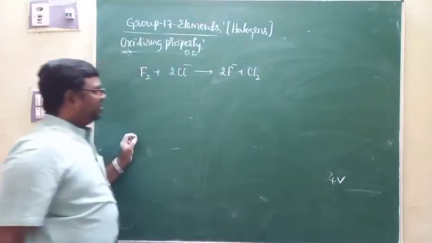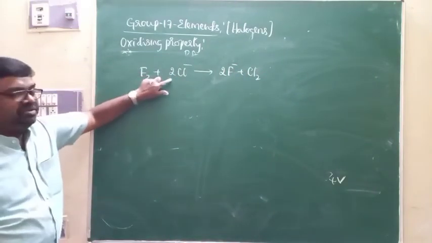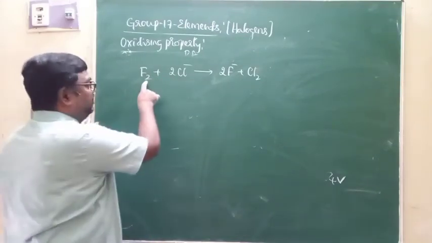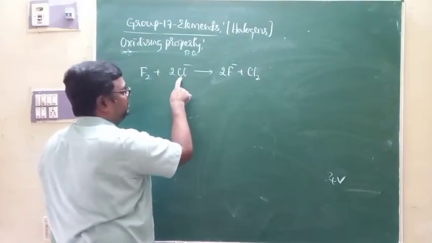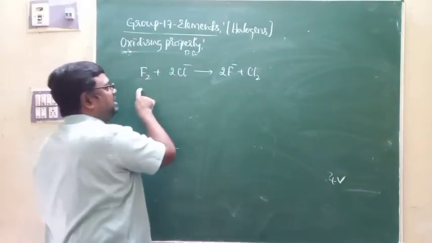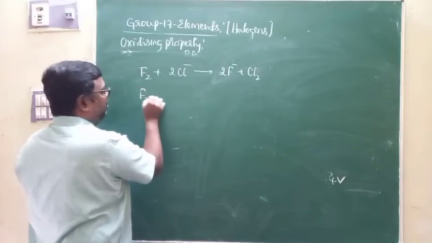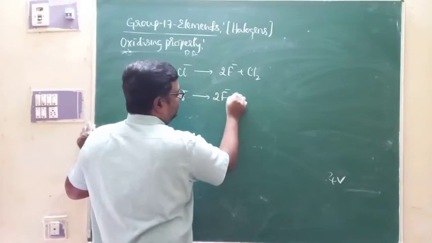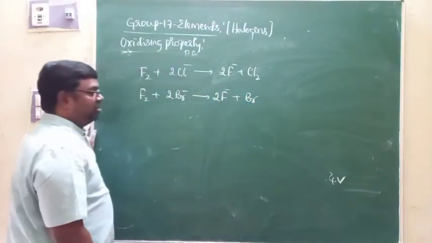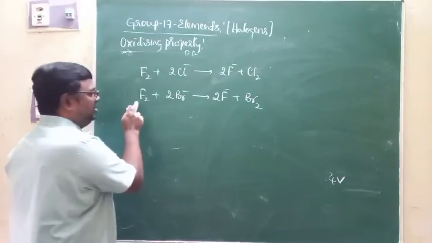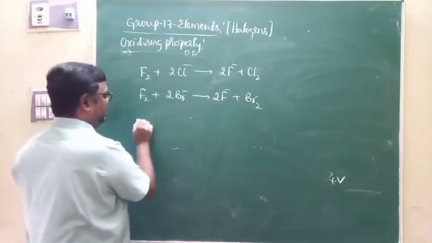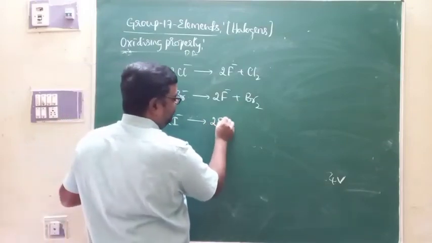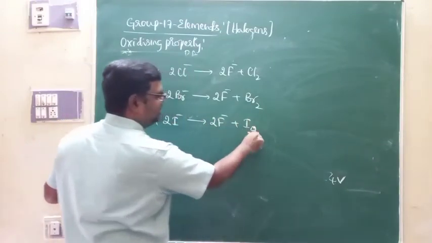Cl2. When fluorine reacts with chloride, or some metal halide, fluorine displaces chlorine from chlorides because fluorine is more oxidizing than chlorine. Similarly, fluorine displaces bromine from bromide. This is because fluorine is more oxidizing than bromine. Again, fluorine displaces iodine from iodides.